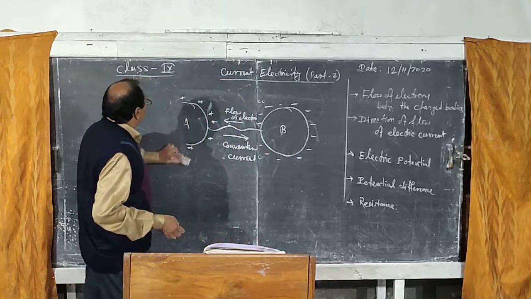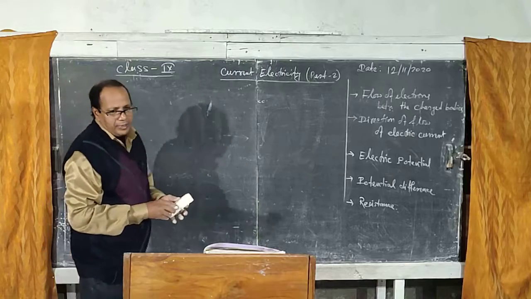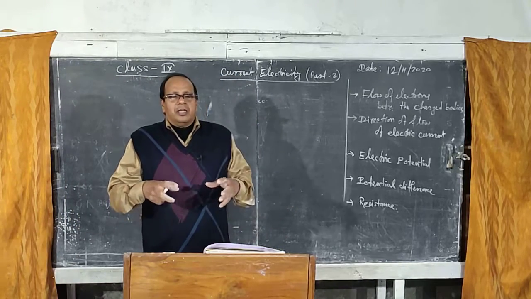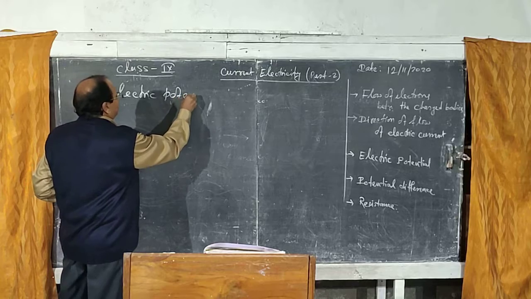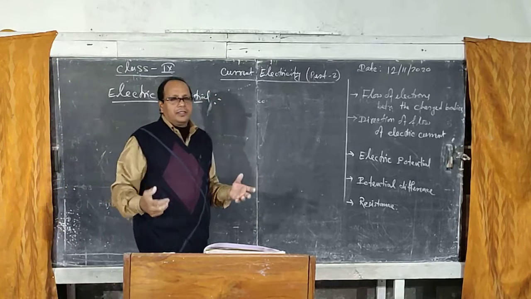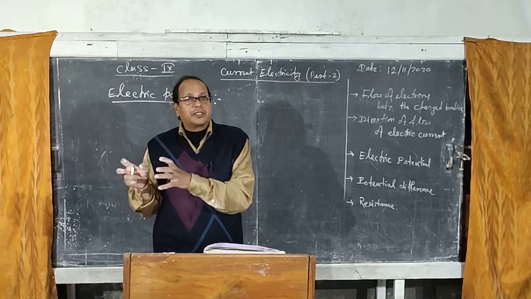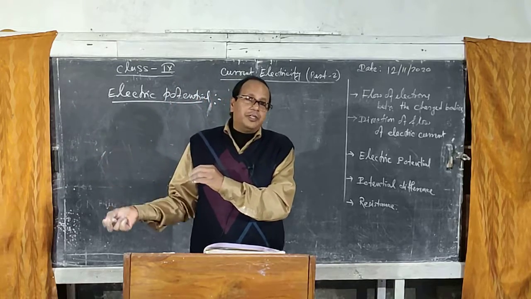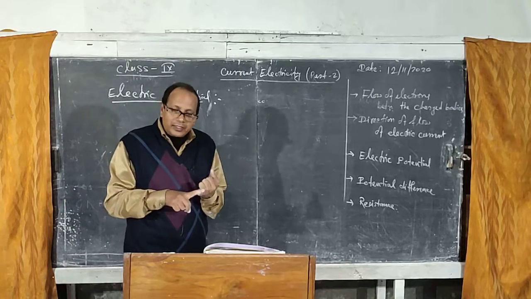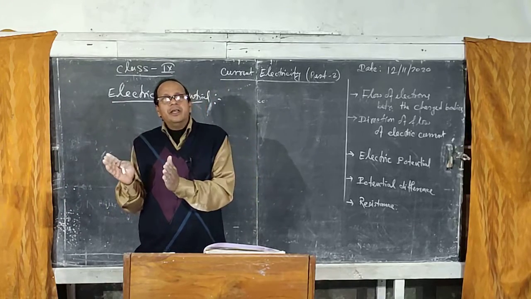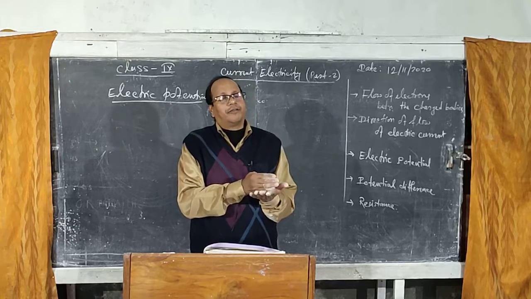Now we will discuss the second topic, electric potential. What is electric potential? Let me discuss as a definition. Electric potential we can define as the amount of work done to bring a positive unit test charge from infinity to a point in an electric field. So again once more, let me discuss. The electric potential can be defined as the amount of work done to bring or to transfer a unit positive test charge from infinity to a point in an electric field.